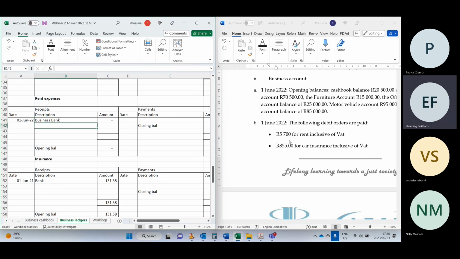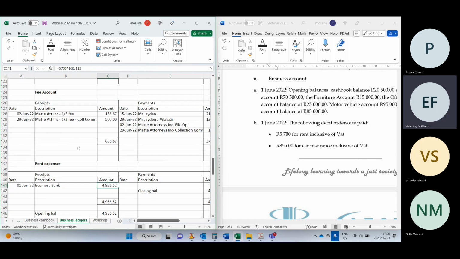But we are told that it's inclusive of VAT. So on our expense, it's inclusive of VAT, so we have to record exclusive of VAT. So it's going to be 100 divided by 115. This would be the rent amount. So then it also means we have to go to the VAT account so that we balance off.